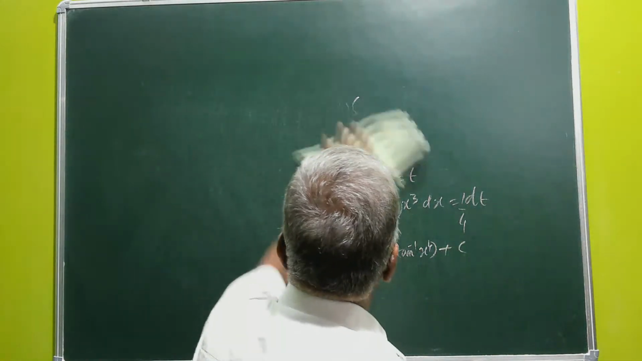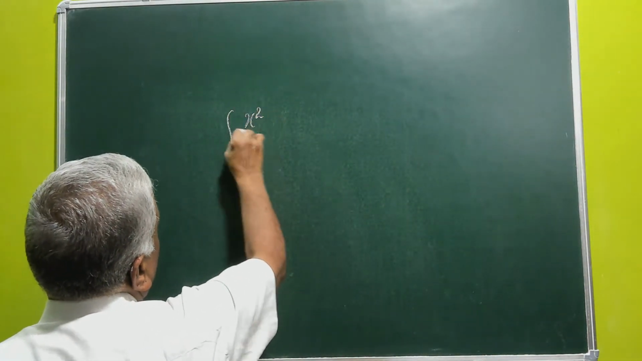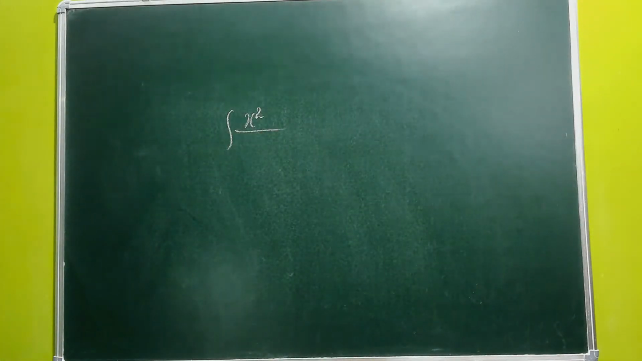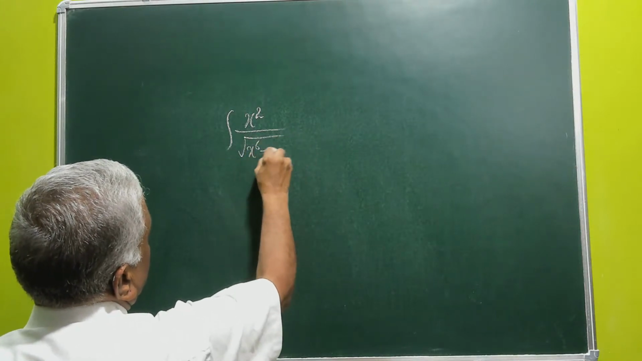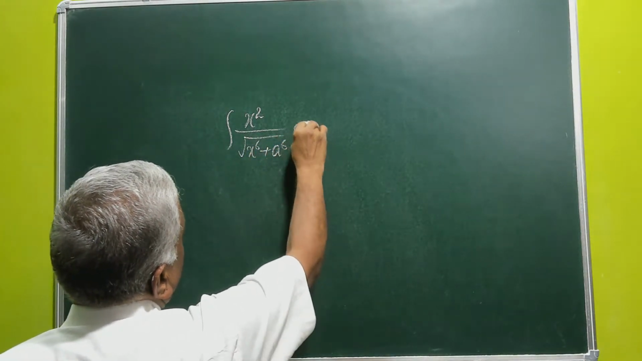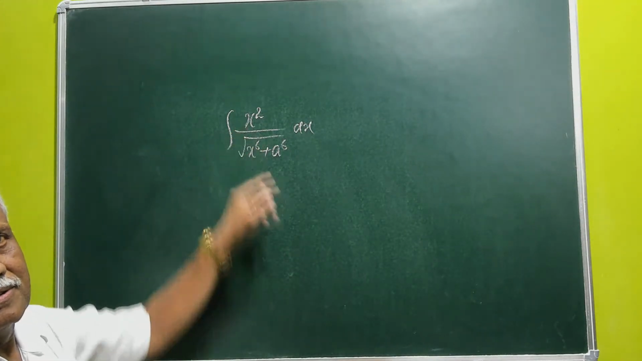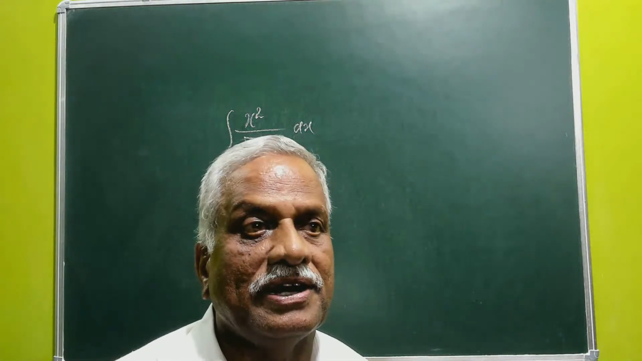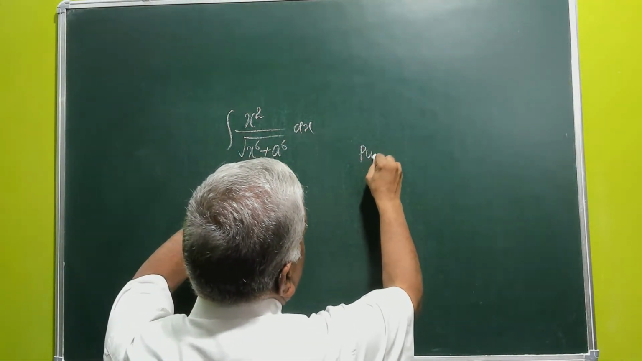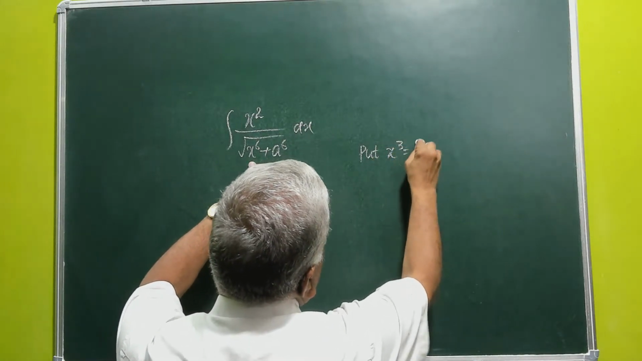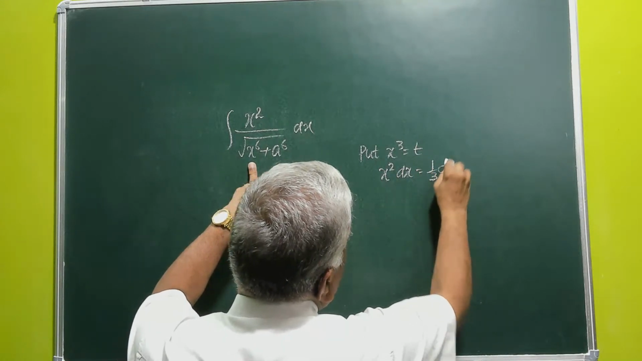Integral x square over root of x to the power of 6 plus a to the power of 6. You get a clue here. You have got x square. Which function on differentiation gives x square? It is x cube. So you can write this as x cube whole square. So let us put x cube equals t. The clue is in the problem itself. So x square dx is 1 by 3 dt.